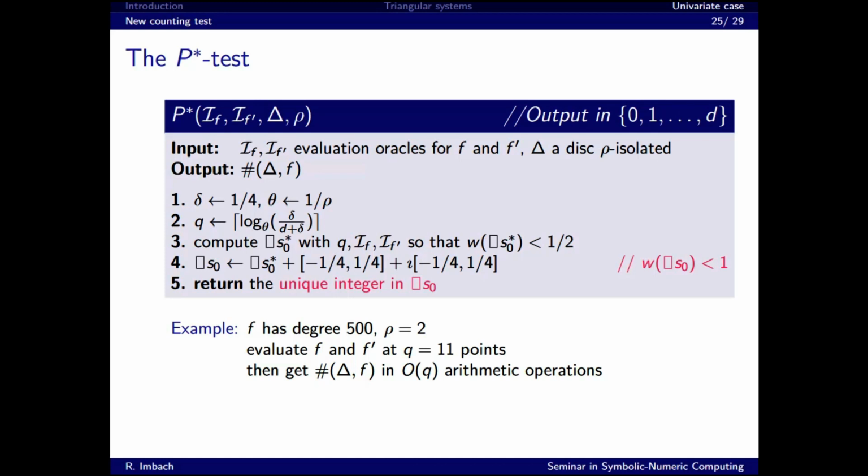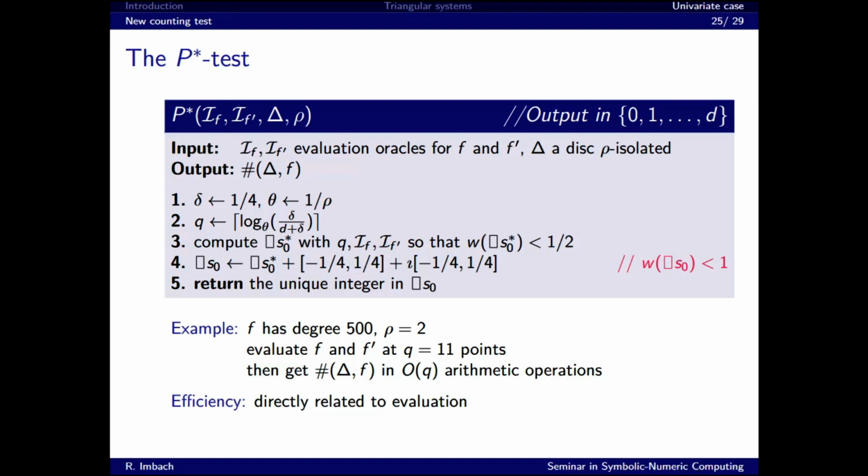So for example, if f has degree 500 and the disk is 2-isolating, it suffices to evaluate f and its derivative f prime at 11 points. Then to compute S0, we have to do a number of operations that has the same order as q. So the efficiency of this test is directly related to the efficiency of evaluation. So the faster the evaluation, the faster this test will work.